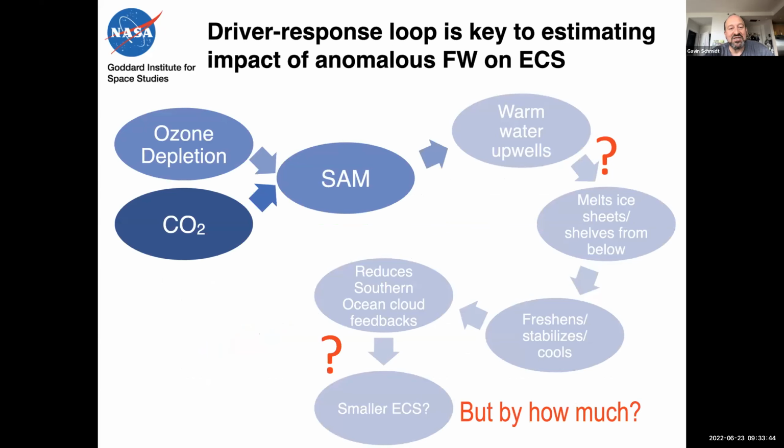And so why am I talking about that? Well, the idea is, and there's some question marks on this, that both ozone depletion and CO2 increases push the SAM into a positive state. That causes warm water to upwell onto the Antarctic shelf, which melts the ice sheets and ice shelves from below, which then is leading to freshening, stabilization, and cooling. And then the idea would be that's going to reduce Southern Ocean cloud feedbacks and therefore produce a smaller ECS if we include all of these things.